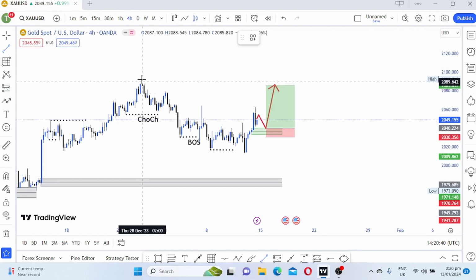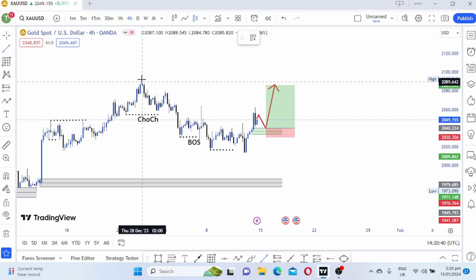If price breaks this demand zone that I drew down here, then we have our second big demand zone, which is here. Once the first demand zone is taken out, I will enter our second buys here, and then I will target this high here. I want a 2 or 3 risk reward ratio.